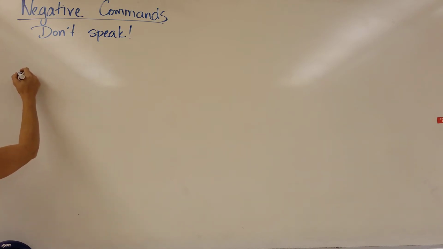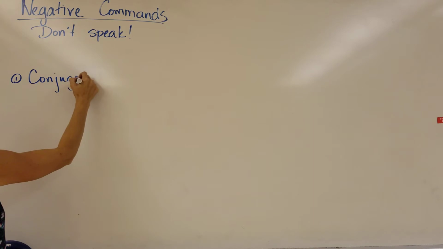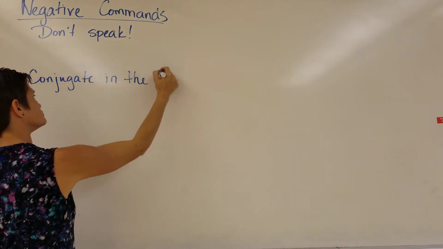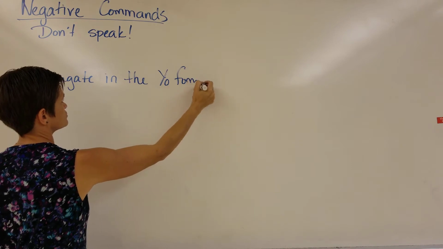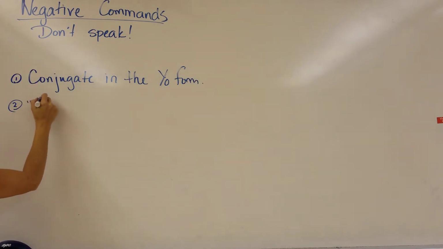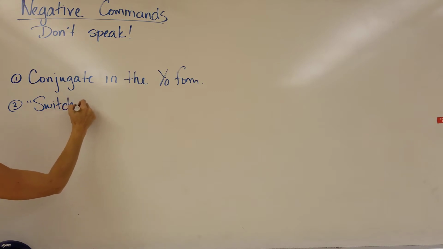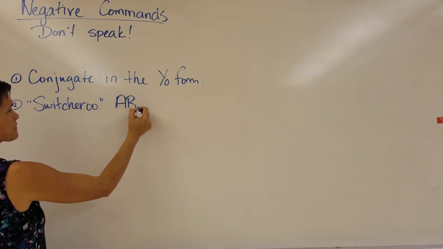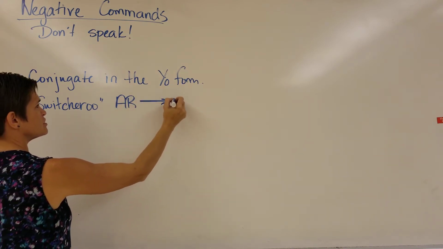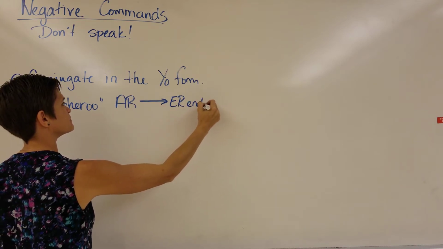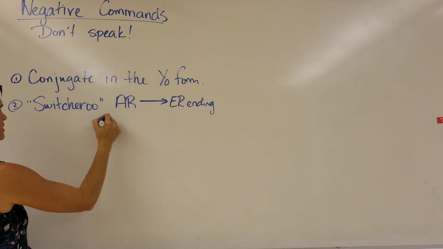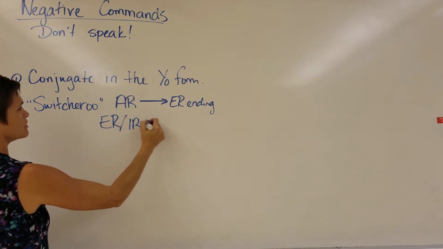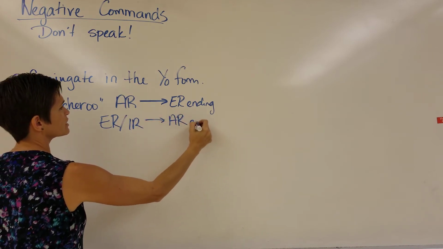The two-step process is going to be, I'm going to skip a line here, you conjugate in the yo form, and then you do what I call a switcheroo, where AR verbs are going to switch to an ER ending, and ER and IR verbs are going to switch to an AR ending.